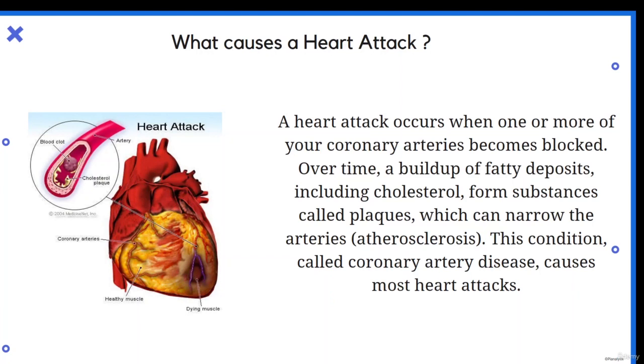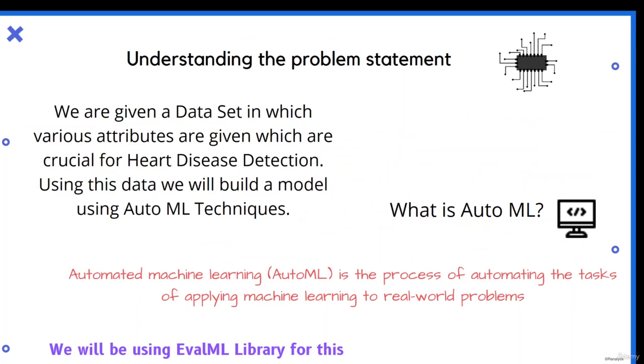Now, we are familiar with the biomedical terms, but to understand the problem, we need to have a more proper understanding of the problem statement. We are given a data set in which various attributes are given, which are crucial for heart disease detection. You can find this data set attached to this project. Using this data, we'll try to build different machine learning models with the primitive machine learning techniques and then eventually using AutoML techniques.